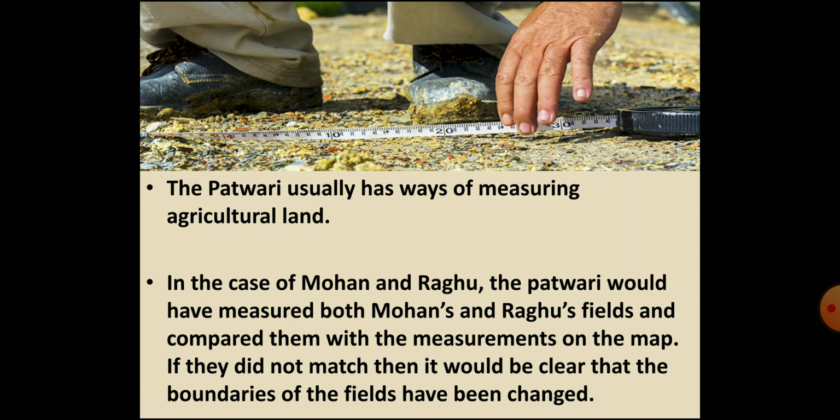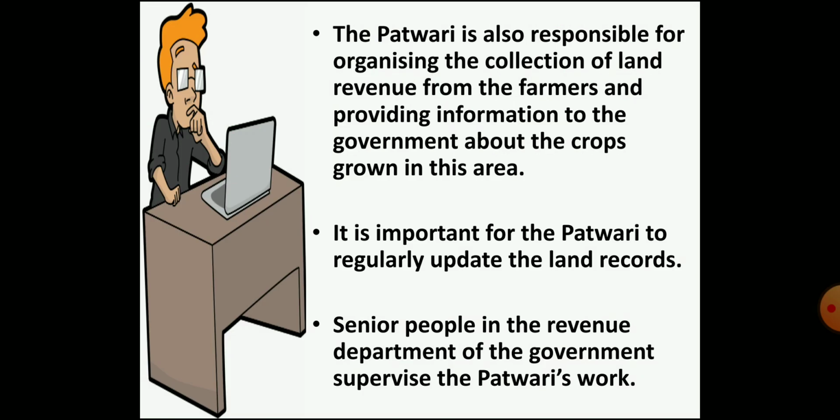In some places, the Patwari uses a long chain for measuring land. Now you know that Mohan had complained against Raghu that he had shifted his boundary in Mohan's field. Here Patwari would have measured the fields of both Mohan and Raghu and then compared them with the measurements on the land record and map. If they did not match, it would be the clear indication that the boundary of the fields has been shifted.